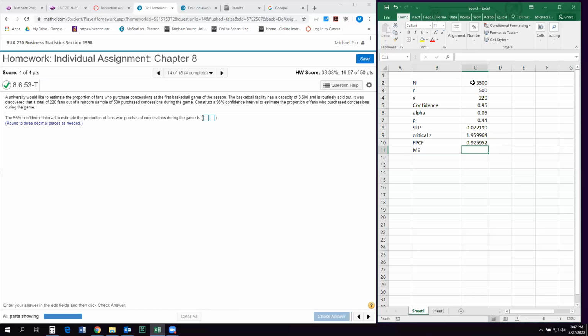So our margin of error is just our standard error of the proportion times our critical Z times our finite population correction factor.